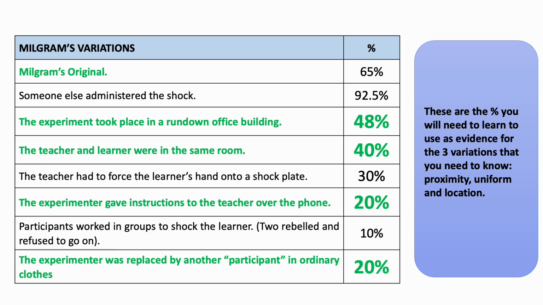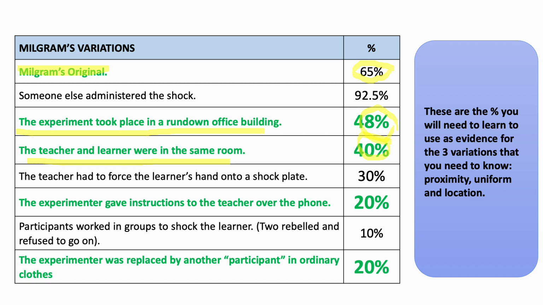Okay, so what we have here is Milgram's original, which I said you definitely will need to refer to in terms of situational variables and how they affect that original percentage of 65%. And then the 4 other percentages I recommend you learn are when Milgram did the experiment in a rundown office building. This decreased obedience to 48%. When the teacher and the learner were in the same room, it also decreased to 40%, so that is for proximity.